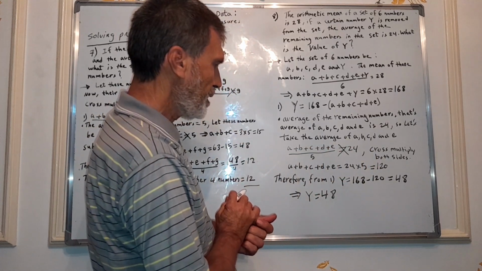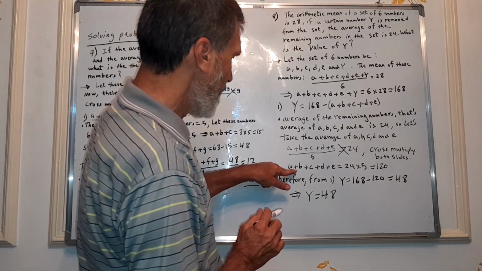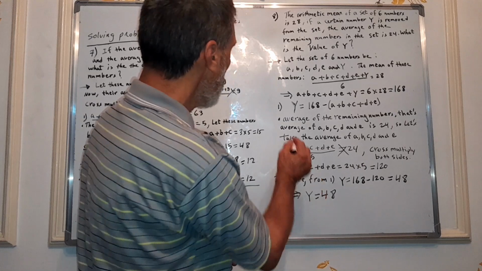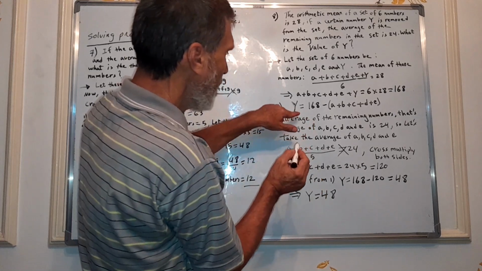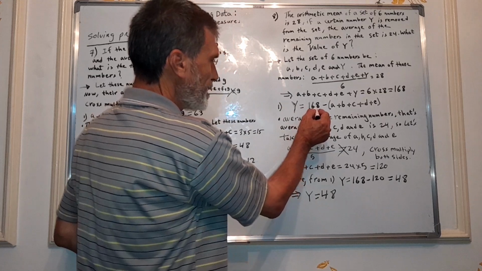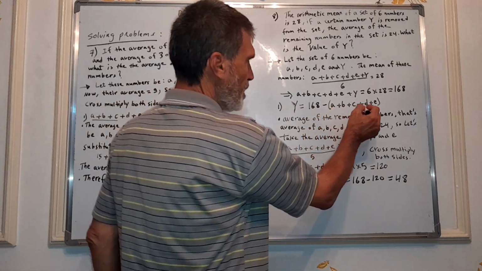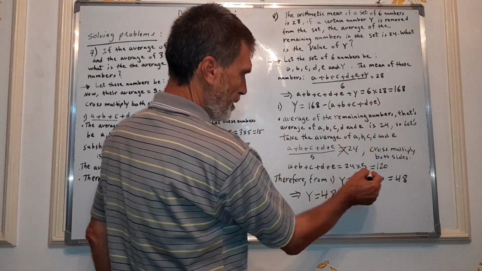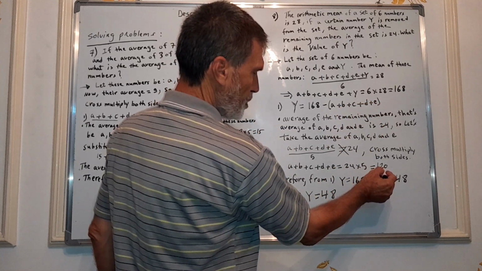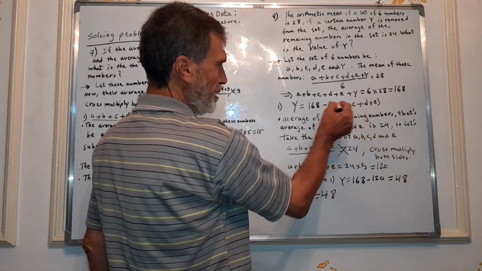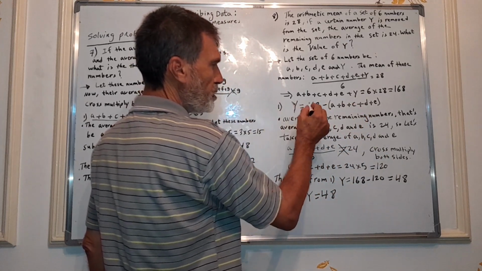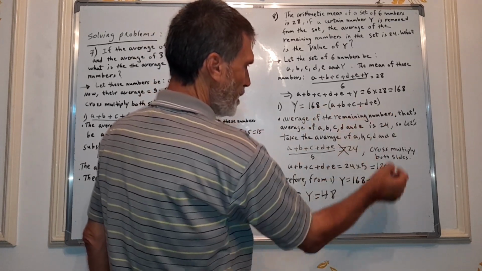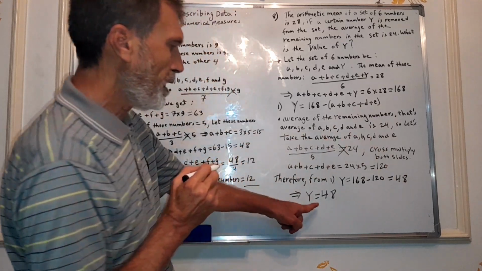Great. Okay? Now, if the sum of these numbers is 120, then from equation 1 over here, Y is equal to what? 168 minus the sum of the remaining numbers. Their sum is 120. So I substitute 120 in this, and I will get the value of Y. So Y is going to equal 168 minus 120, and we'll come up with 48. So Y is 48.